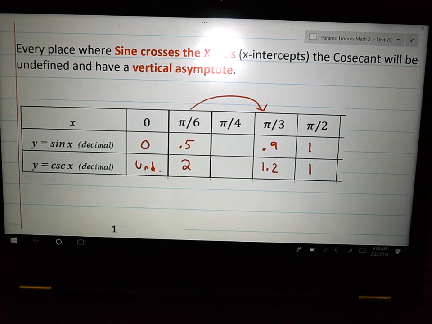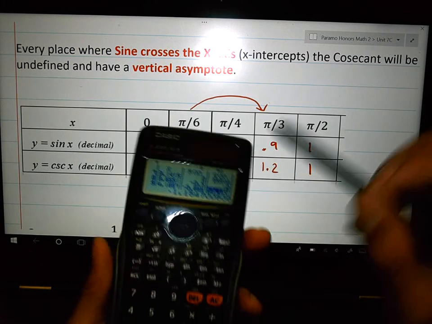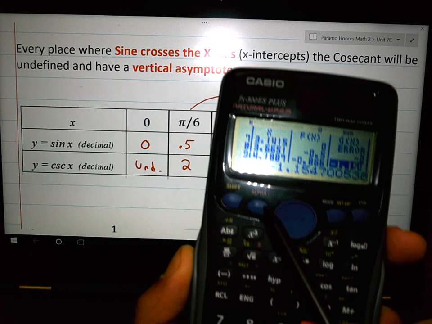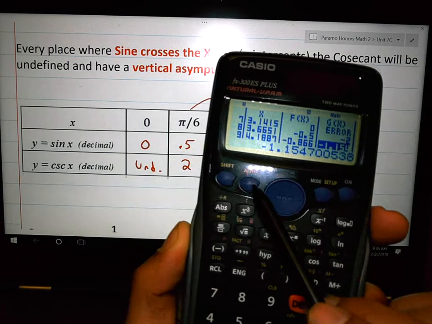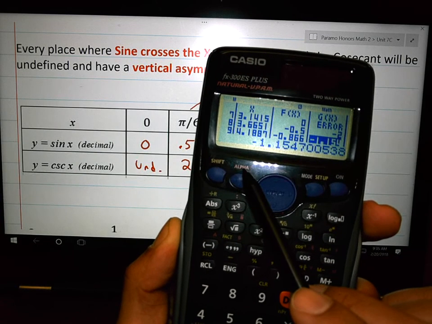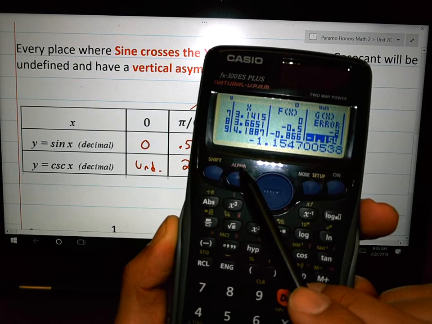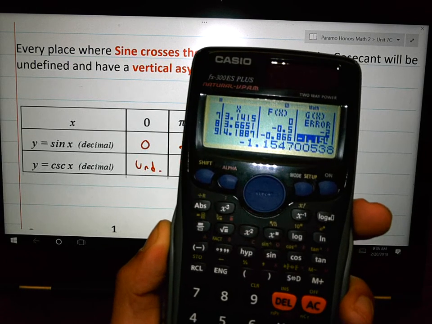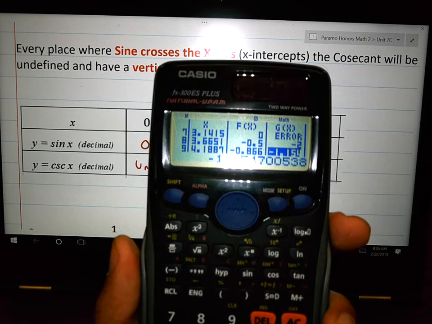Yes, sir? Where's the alpha button? The alpha button is right next to the shift button. Let me see if I can get it to show up in the screen. I'm pointing at it right there. See where it says alpha? You press that first, then you can go find the x, and that way you're punching your x variable as well.